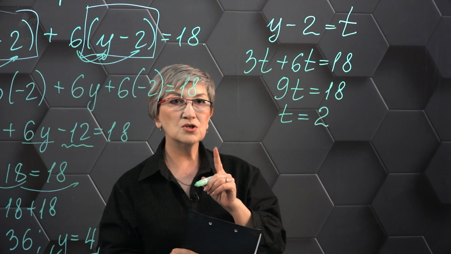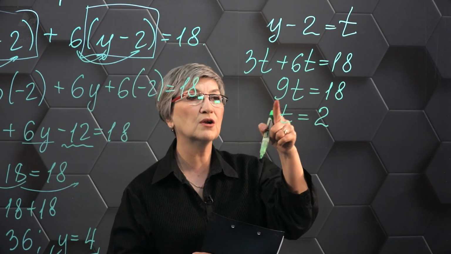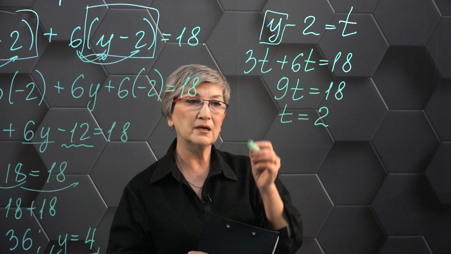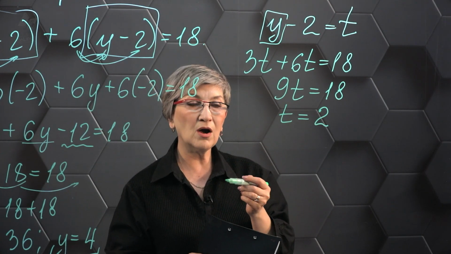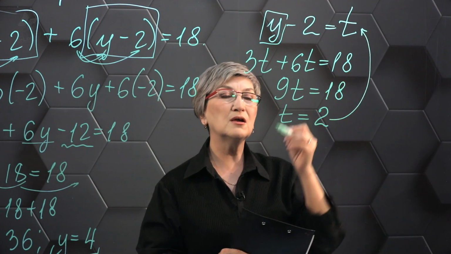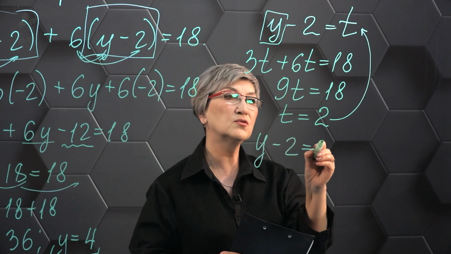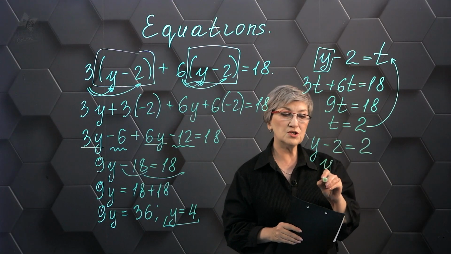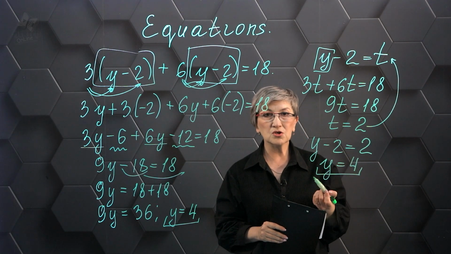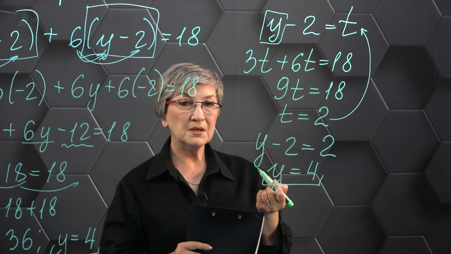And then we need to keep in mind that we don't need to find what t equals in this equation. In our case, we need to find what y equals. And then I do the inverse of the substitution. Instead of t, I substitute the number 2. And then we have y minus 2 equals 2. And in this case, y equals 4. You can see that we got the same root of the equation. So we've used the method of variable substitution.